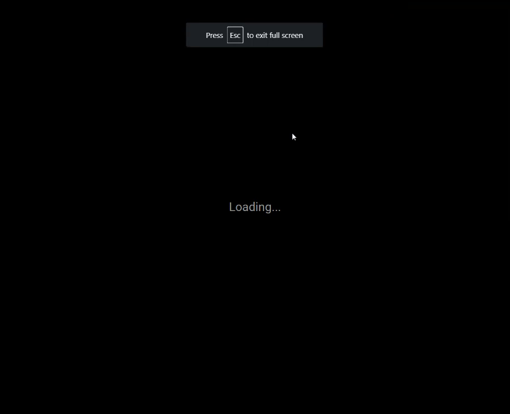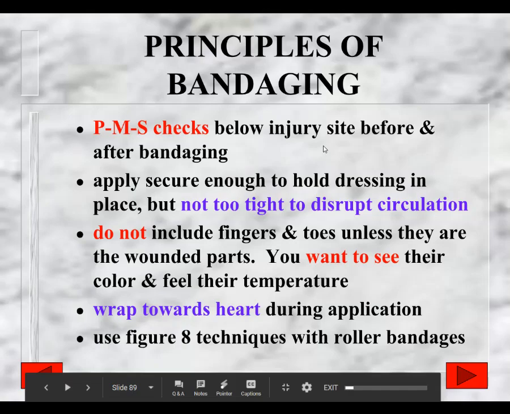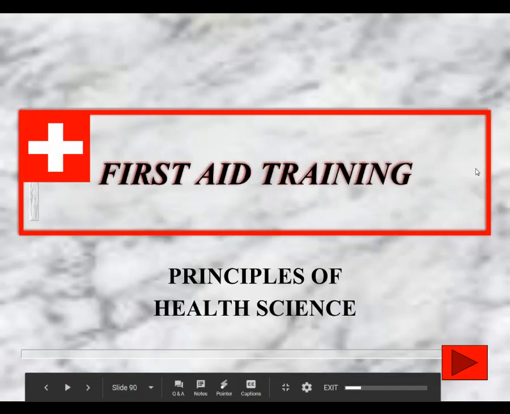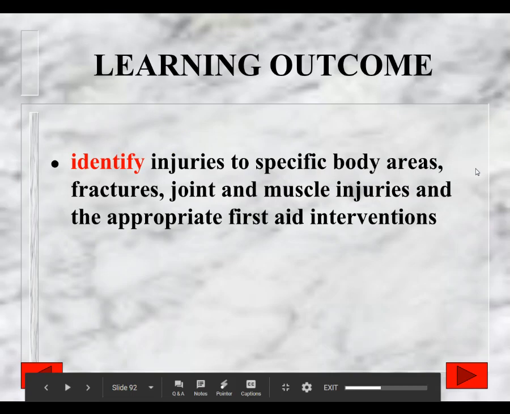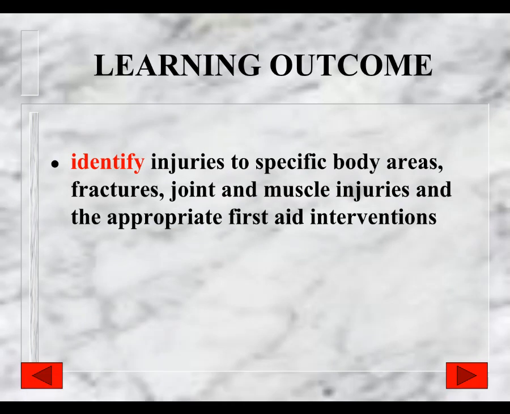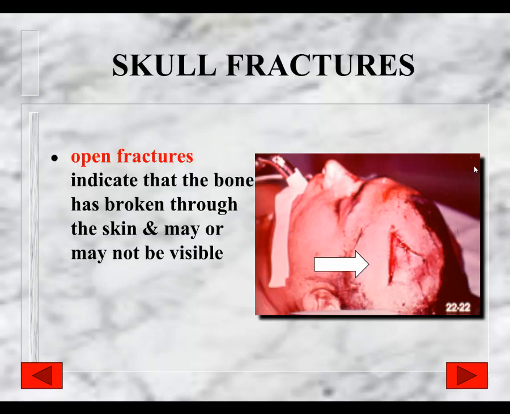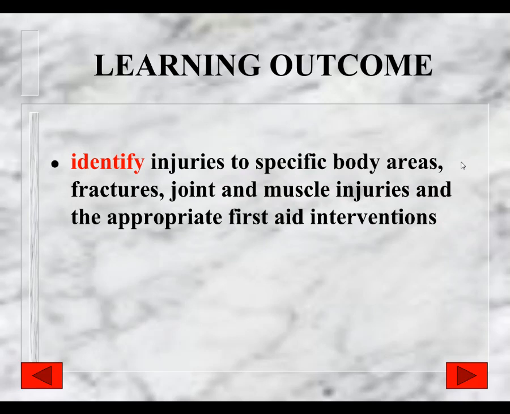All right, let me get our slides back open and we will keep rolling. Now, we are moving into part 3. We're going to talk about injuries to specific areas of the body: fractures, joint injuries, muscle injuries, and how to take care of those. I will tell you as we move on, you are going to see some pretty graphic pictures, but it helps you correlate how severe and how serious they can actually be.